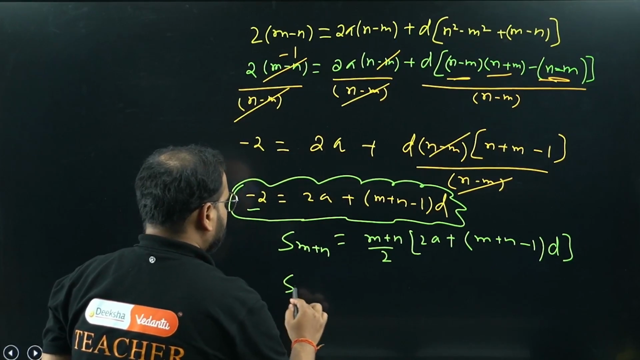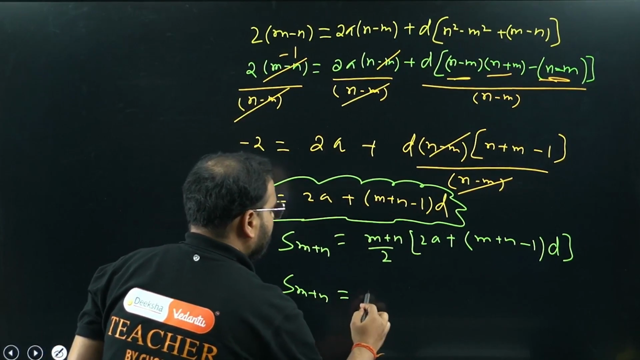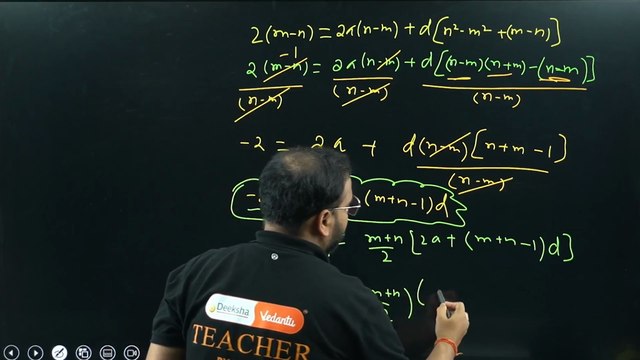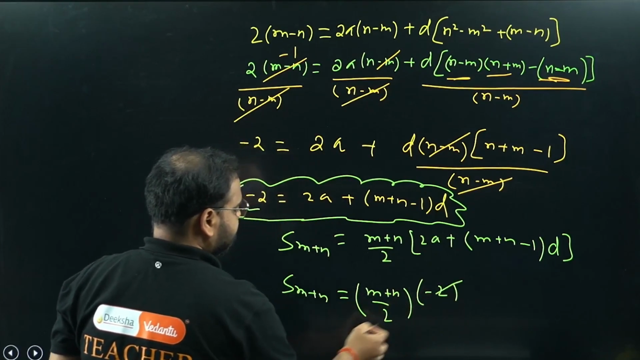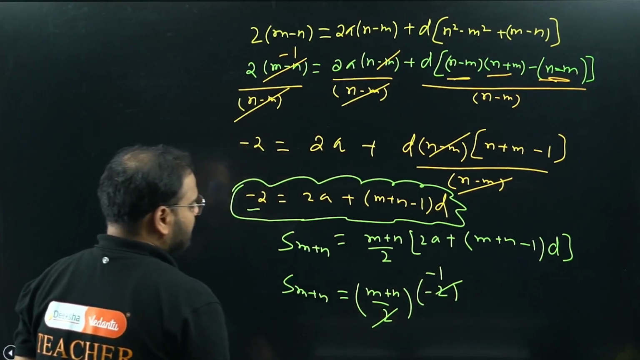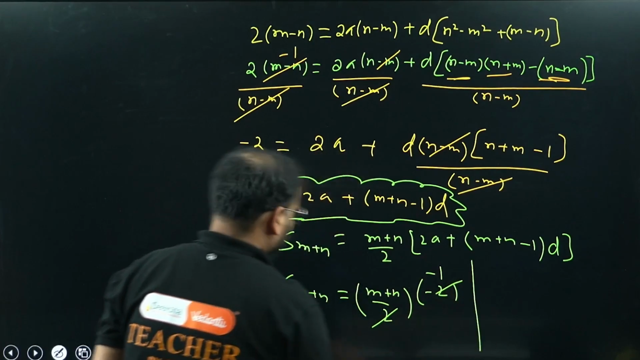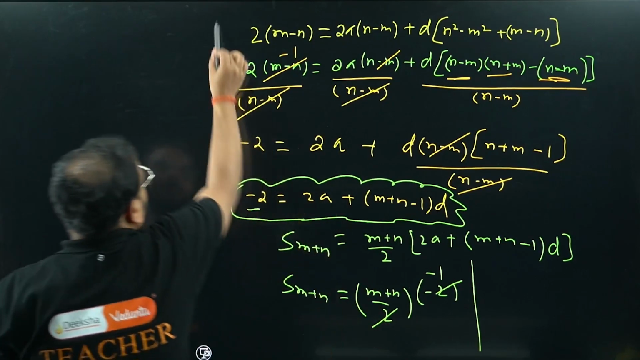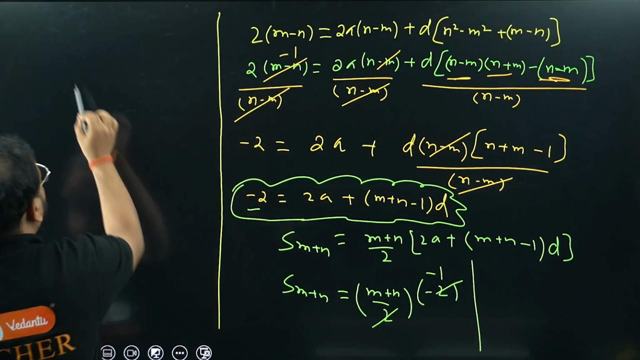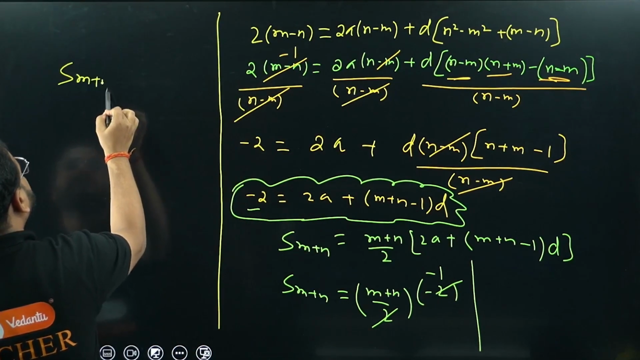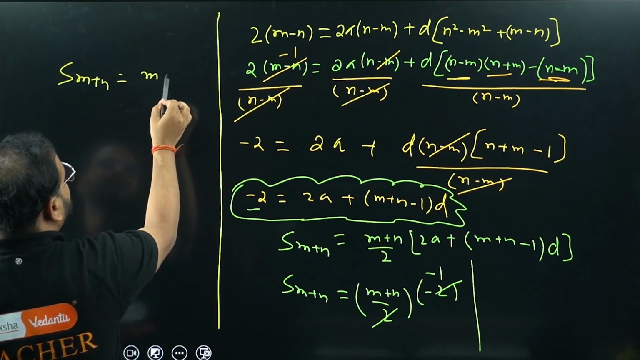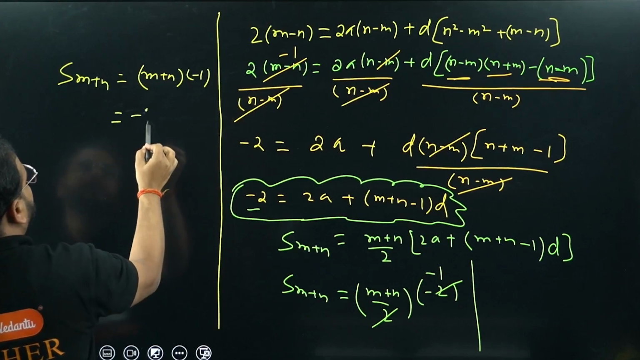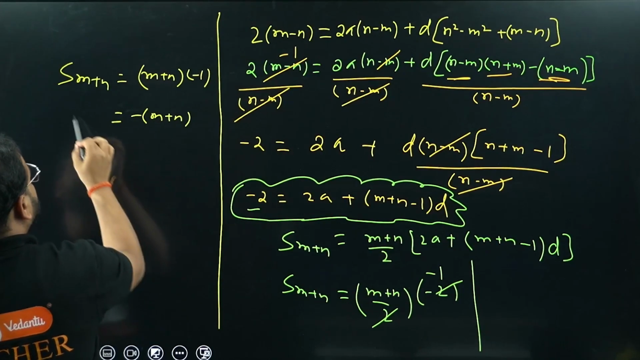What am I getting? Check here. M plus n by 2. This whole thing will become minus 2. Cancel this with the minus sign. If I do that, my final answer is going to be very simple. I can write it on the left side, I have space on this side. S of m plus n equals, there's an m plus n multiplied with minus 1. I'm getting this answer to be minus of m plus n.